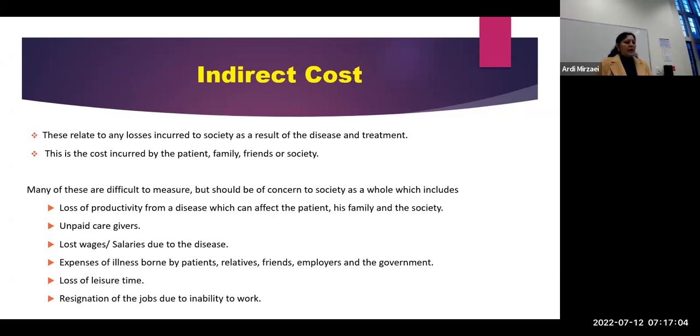Indirect costs relate to any losses incurred to society as a result of the disease and treatment. This is the cost incurred by the patient, family, friends, or society. Now, many of these are difficult to measure, but they should be of concern to the society as a whole, because there is loss of productivity from a disease, and this can affect the patient, his family, and the society. Then caregivers will be there who are not paid.